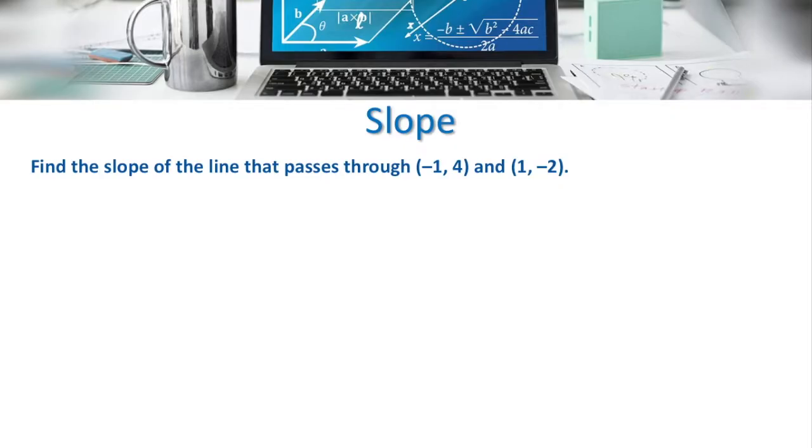Let's take this example. Find the slope of a line that passes through points (-1, 4) and (1, -2). Let's label it as x1, y1, x2, and y2. In solving for the slope, let us use the formula y2 minus y1 over x2 minus x1.